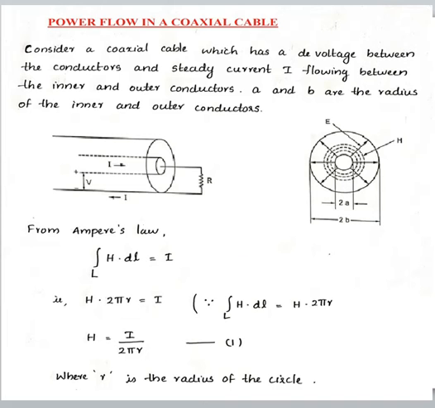A steady current I passes through the inner cable, through the resistance and then returns through the outer cable. From Ampere's law, we know that the line integral of H dot dl is equal to I. Here, the integral of dl is equal to 2 pi r. Therefore, the LHS becomes H into 2 pi r, which is equal to I enclosed by that path. That is, H into 2 pi r is equal to I. Therefore, H is equal to I by 2 pi r. Mark it as equation 1.